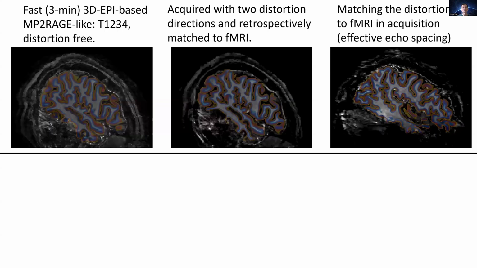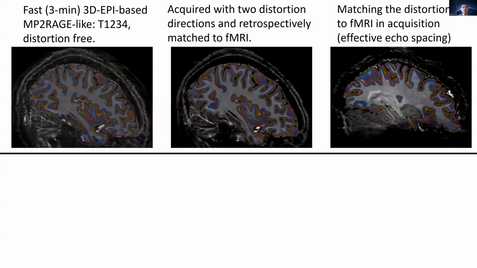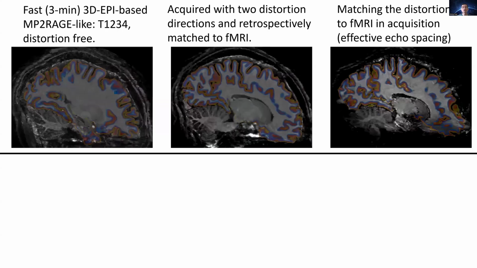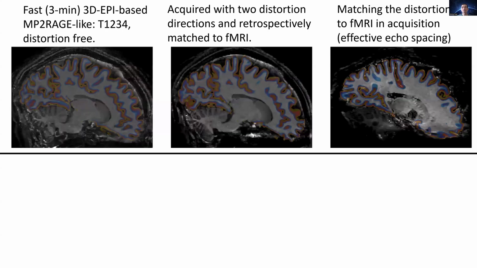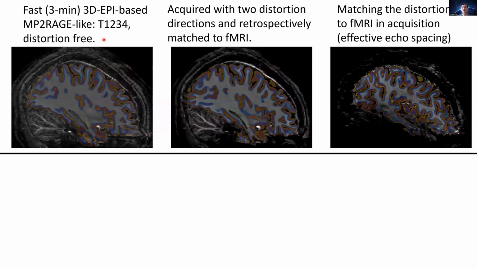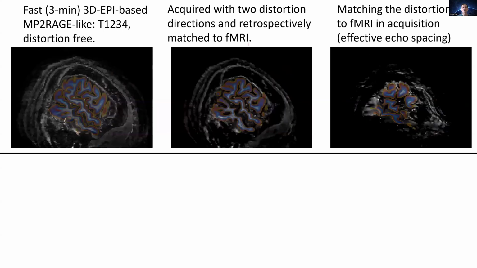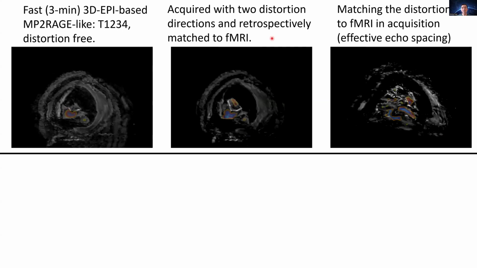In conclusion, we developed a T1234 acquisition protocol. This can give us MP2RAGE-like gray matter quality in just 3 minutes. It has retrospectively adjustable geometric distortions that you can match to fMRI, or you can match the distortions during the acquisition.